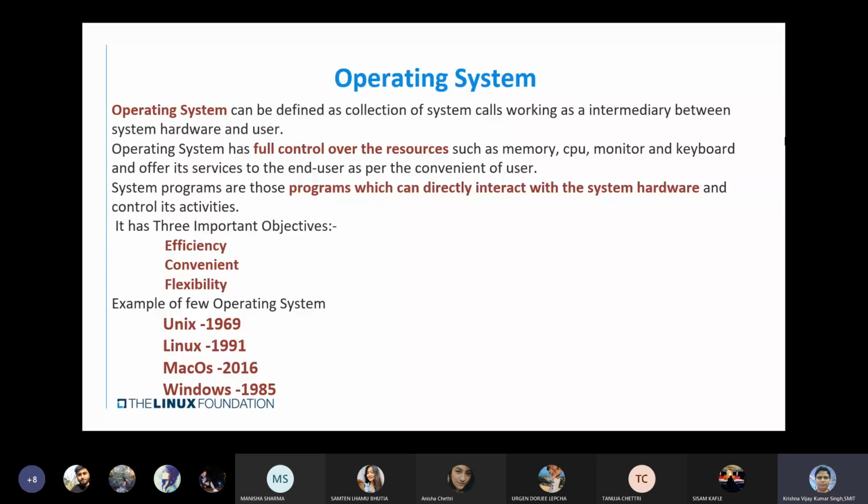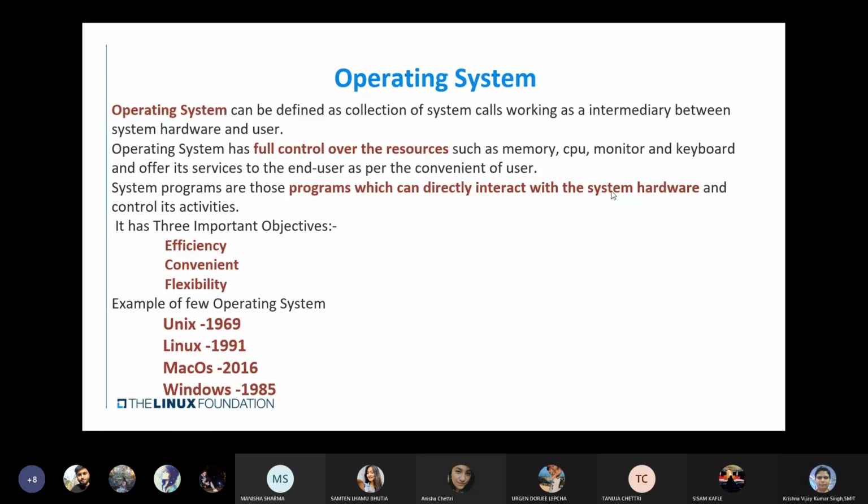So you can just straight away read: operating system has full control over the resources such as memory, CPU, monitor, and keyboard, and offers its services to the end user as per the convenience of the end user. If you want to know more about that, I just wanted to tell you that every resource must have one controller attached with that.